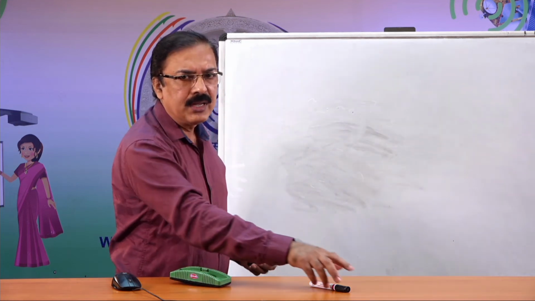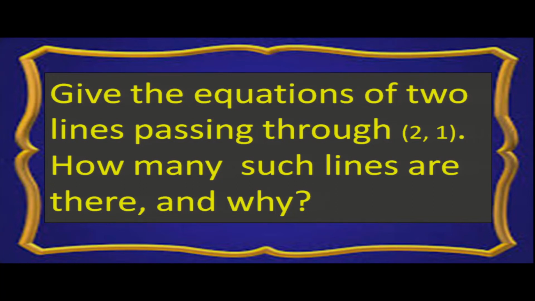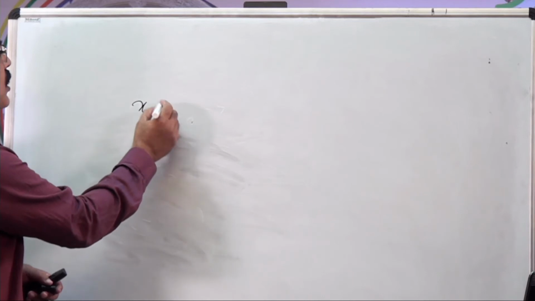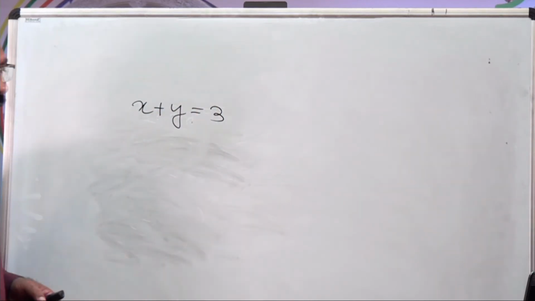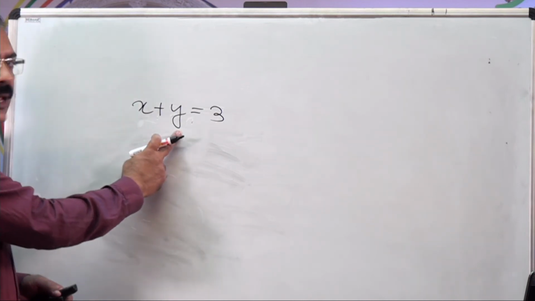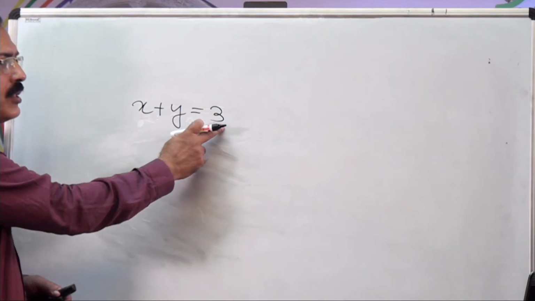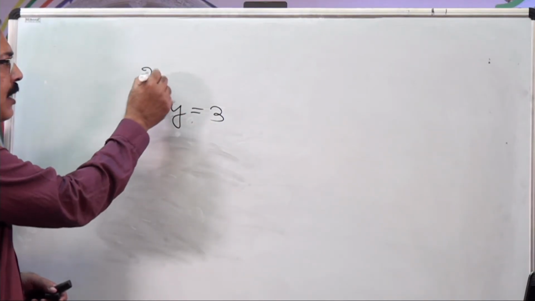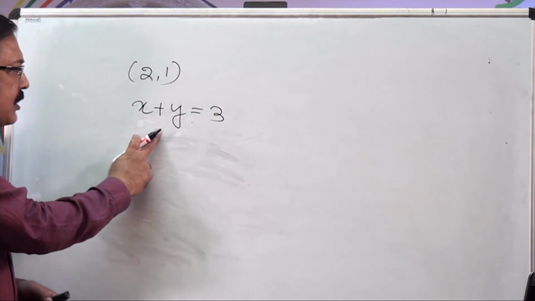(2, 1) is a solution. So the equation can be x plus y is equal to 3. If we put the value of x as 2 and the value of y as 1, then 2 plus 1 gives 3. So (2, 1) is a solution to this equation.